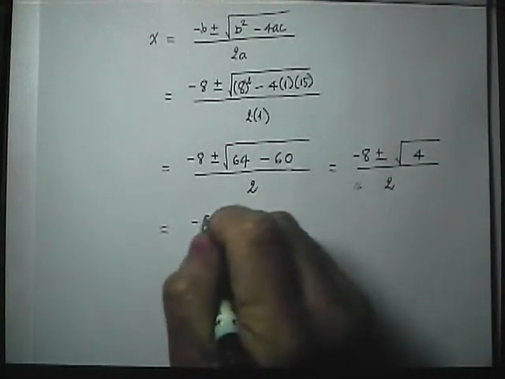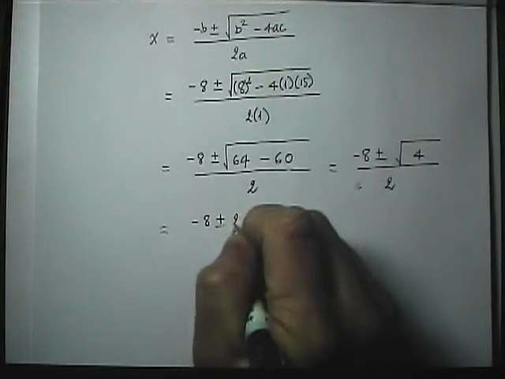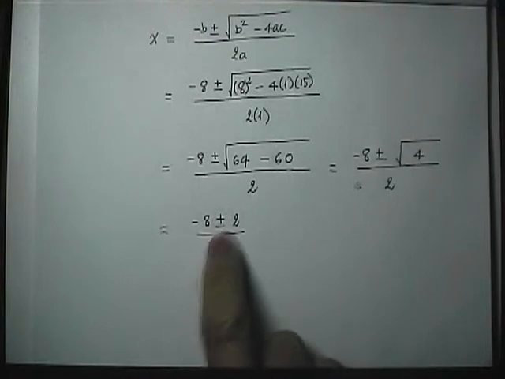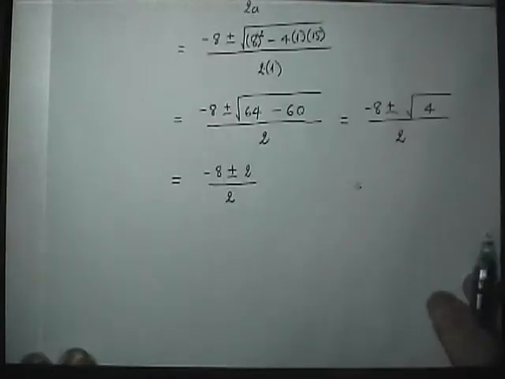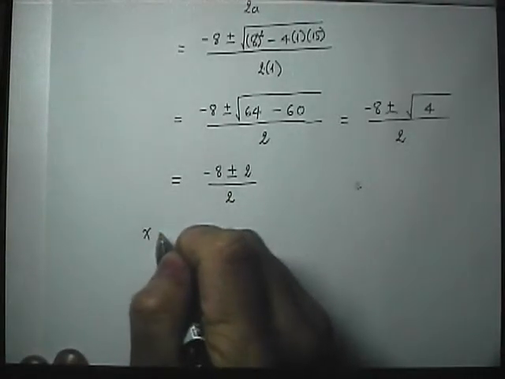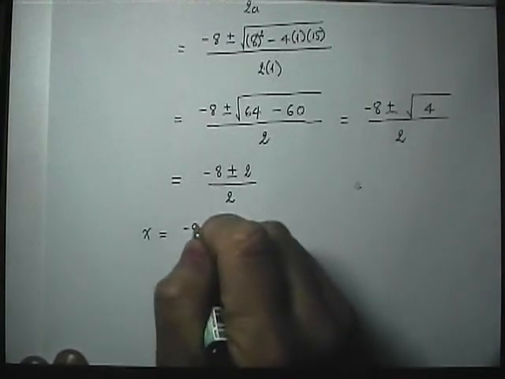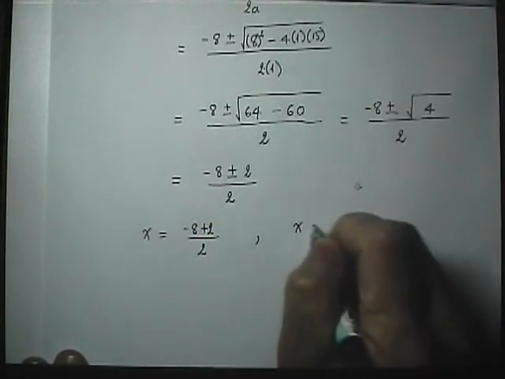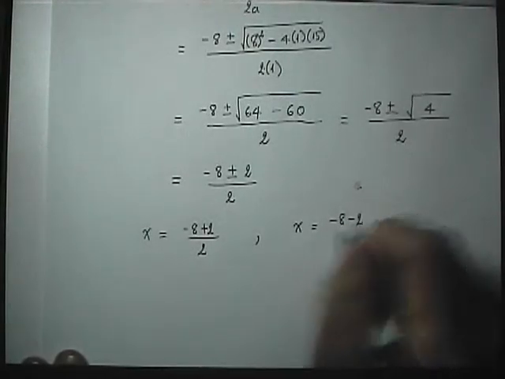So I have minus 8 plus and minus 2 over 2. Now, what are we going to do with that plus and minus? It means one x solution is going to be minus 8 plus 2, all divided by 2. And the other x solution is going to be minus 8 minus 2 over 2.